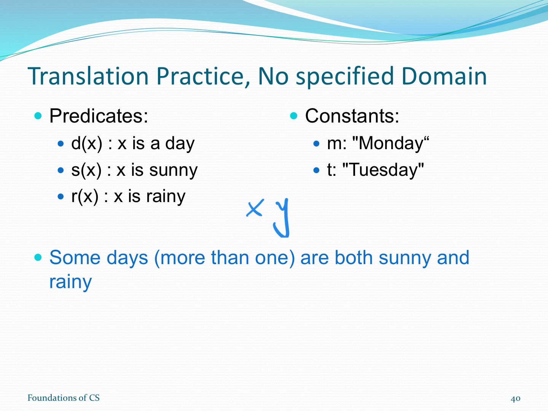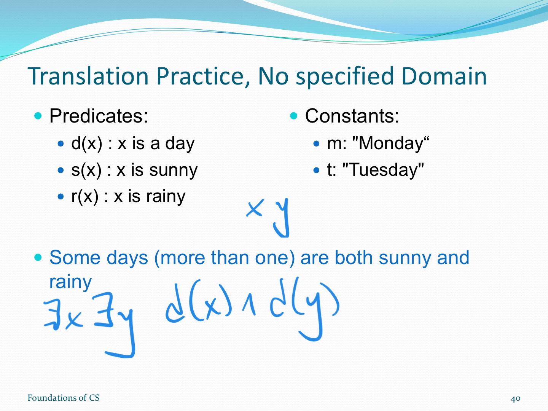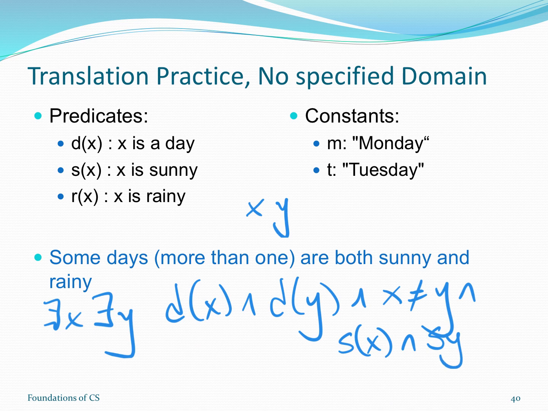So let's see. There exists an X and there exists a Y. And what do we need to know about them? They're both days, so day of X and day of Y. And we better mention that they're not equal because we said at least two. And they are both sunny and rainy. So that says, and I'm going to wrap around here, X is a day, Y is a day, X doesn't equal Y. And X is sunny, and Y is sunny.